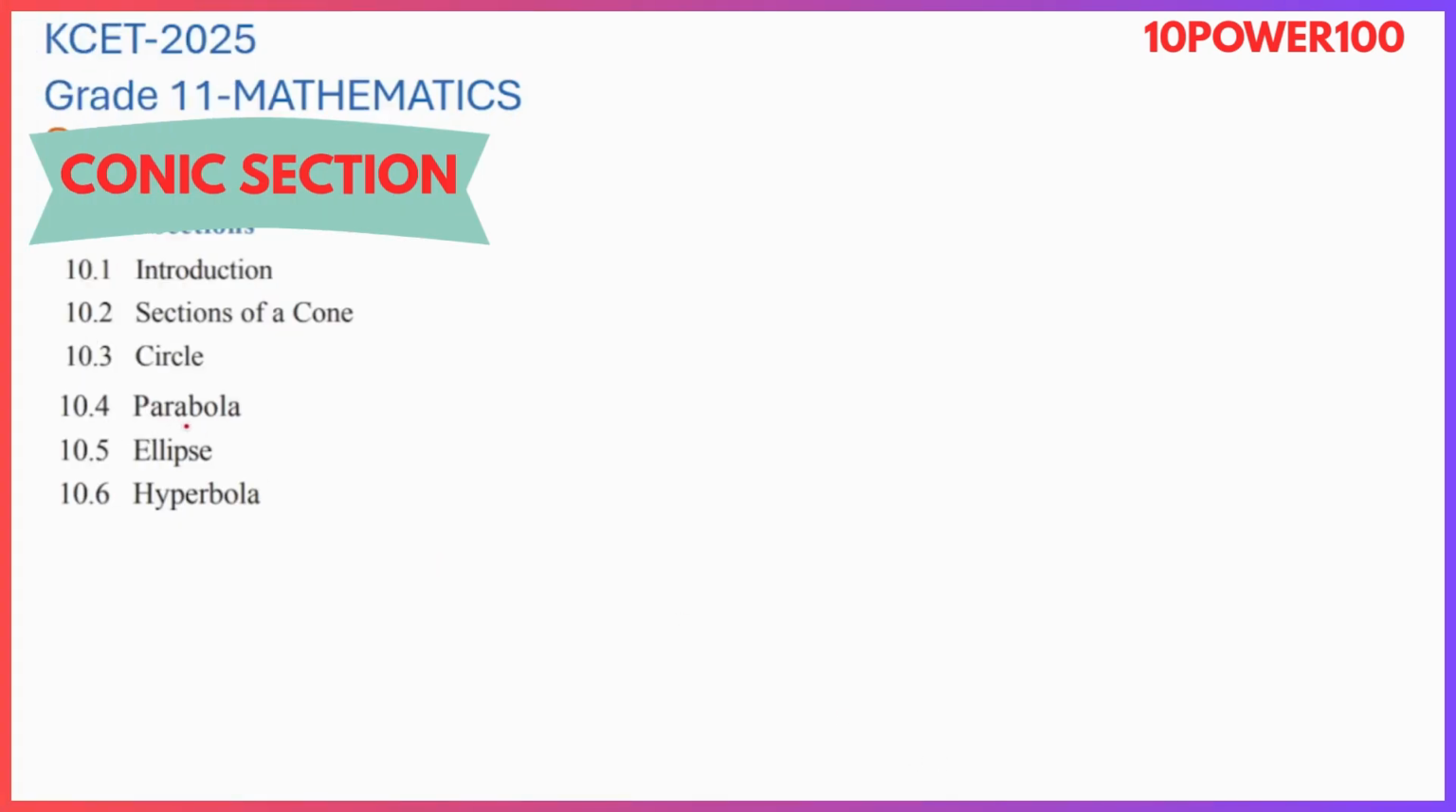So next we have ellipse. There are two formulas for this. When the major axis is on the x-axis, we have x square by a square plus y square by b square is equal to 1. When the major axis is on the y-axis, it becomes x square by b square plus y square by a square is equal to 1. So these two formulas exist.